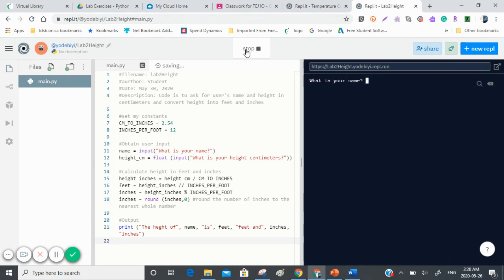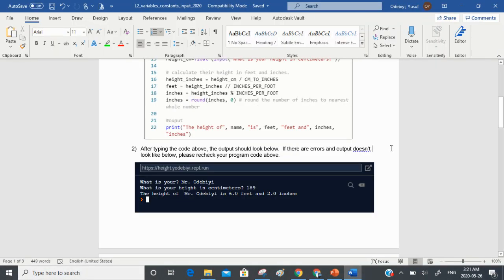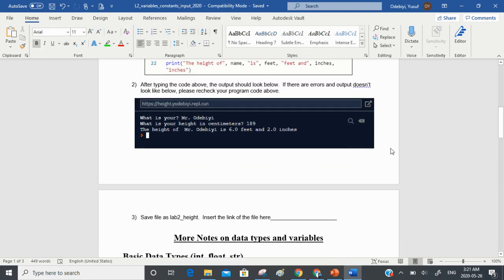What is my name? I'm going to type here Mr. Odebi. The next thing, what is my height in centimeters? 189. So then it says the height of Mr. Odebi is 6 feet and 2 inches. That is it. So when you do it, this is the answer you should get. Okay?